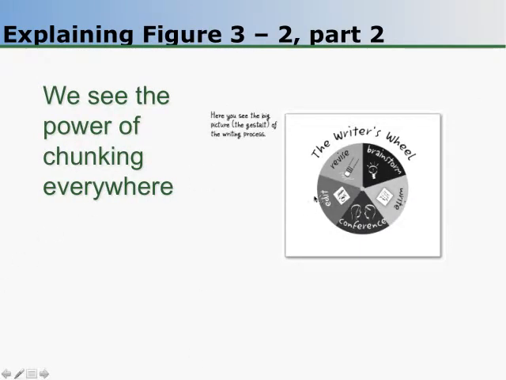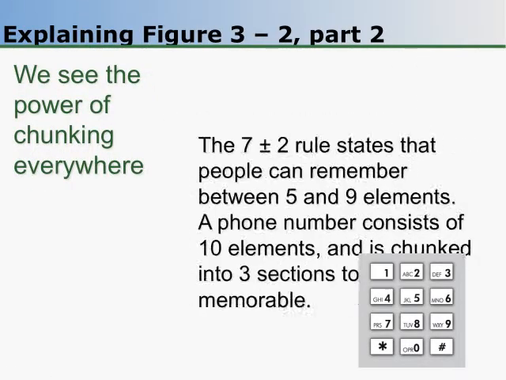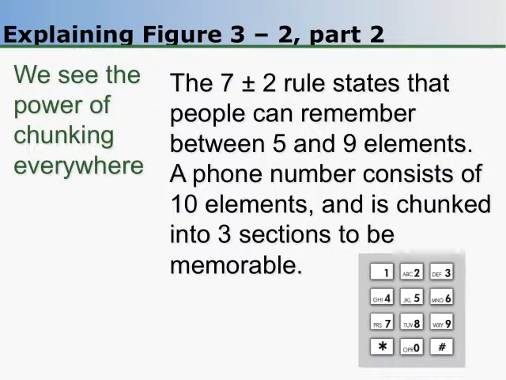Also, let's look at this poster, and in this poster we've got chunking. It's the writing process, and it's divided up into the stages of the process: brainstorming, writing, conferencing, editing, and revising. And here you see the pages in a chapter in a book. A telephone number is an example of chunking. The average telephone number has 10 numbers in it, so that's above the 7 plus or minus 2 rule. And the way we handle that is that we divide the phone number up into 3 sections.